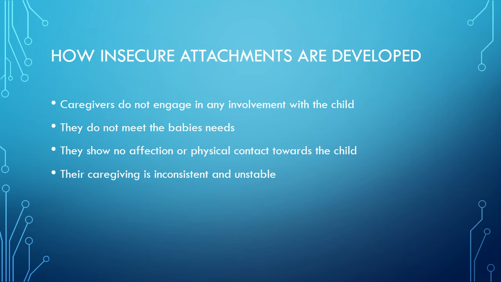How insecure attachments are developed. Caregivers do not engage in any involvement with the child. They do not meet the baby's needs. They show no affection or physical contact towards the child. Their caregiving is inconsistent and unstable.